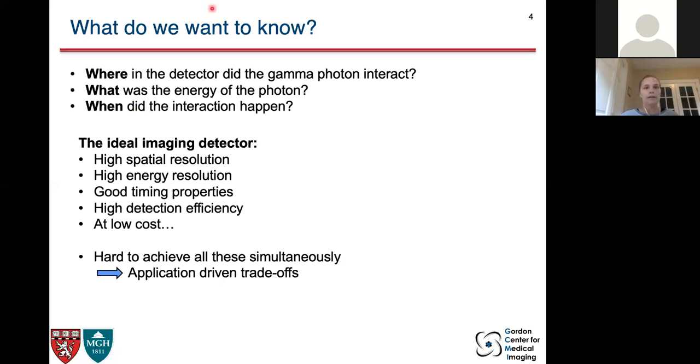And an ideal imaging detector to achieve all of this would have high spatial resolution, high energy resolution, good timing properties, and high detection efficiency. And it would preferably be cheap as well. It's very hard to achieve all of these things at the same time, so typically you have to do trade-offs depending on your application. You have to decide what is most important. Is it timing, or is it energy resolution, or where do you want to focus? And then try to optimize the other parameters as best as you can.